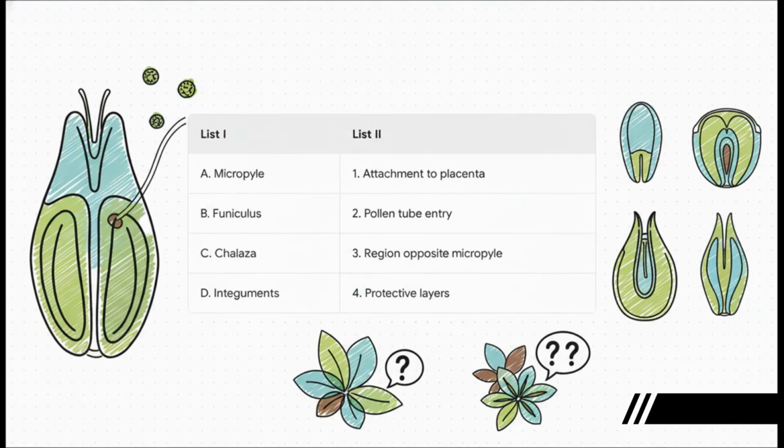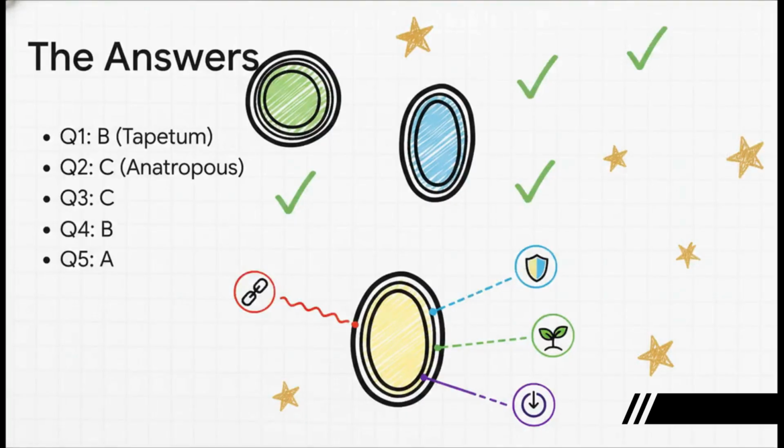Okay, let's start with a classic match the following question. On one side, you've got the parts of the ovule: Micropyle, Funiculus, Chalaza, and integuments. On the other side, you've got their descriptions. Your job is to connect the right part with the right description. Pause here and figure it out. Okay, time to check your answers.